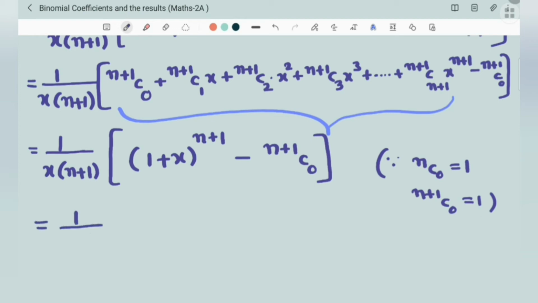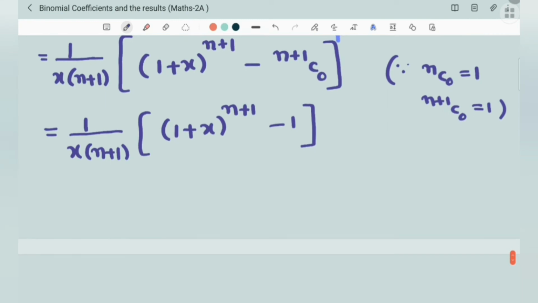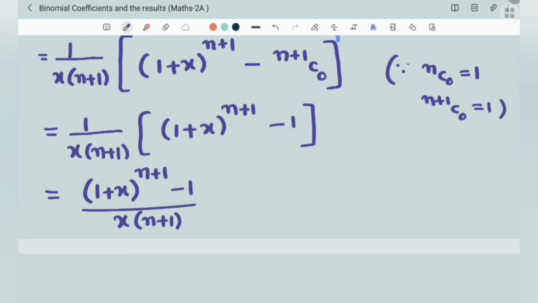So 1 by x into n plus 1 into (1 plus x) whole power n plus 1 minus 1. So this is the required RHS. We can write it as (1 plus x) whole power n plus 1 minus 1 divided by x into n plus 1, which is the required RHS.